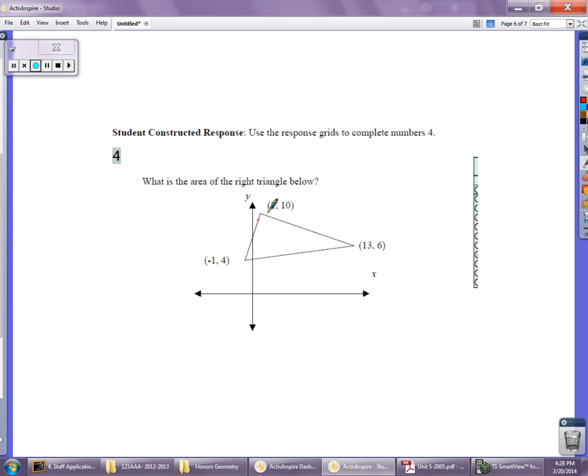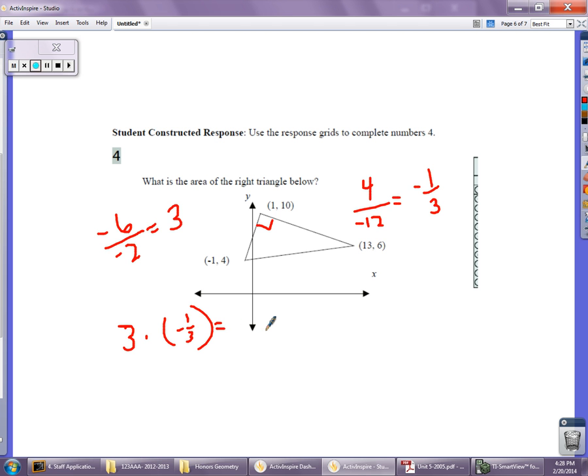Here it says, what is the area of this right triangle? First of all, you had to find out which one of these was the right angle. And this is your right angle because if you find the slope of this, it would be 4 minus 10, or negative 6, over negative 1 minus 1, which is negative 2. That is a slope of 3. And this line has a slope of 10 minus 6, which is 4, over 1 minus 13, which is negative 12, which has a slope of negative 1/3 if you reduce it. And 3 times negative 1/3 gets you a product of negative 1, which tells you that this is your right angle right here.